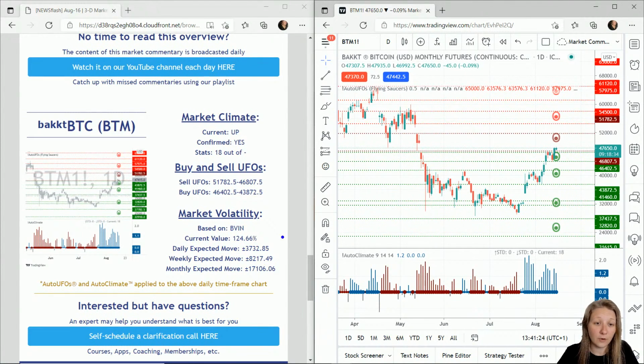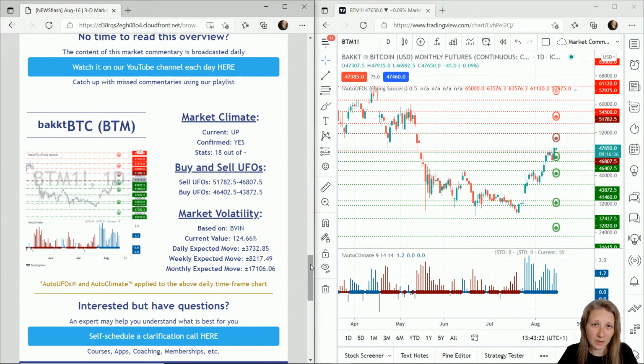Now, in terms of volatility, it's more volatile than the rest, a lot more. We would expect in a year a movement up or down of 124.66%. So in a day, that's up or down of 3,732.85. In a week, 8,217.49 up or down. And in a month, 17,106.06 up or down. So again, a lot more movement than the others. So bear that in mind, a bit more volatile.